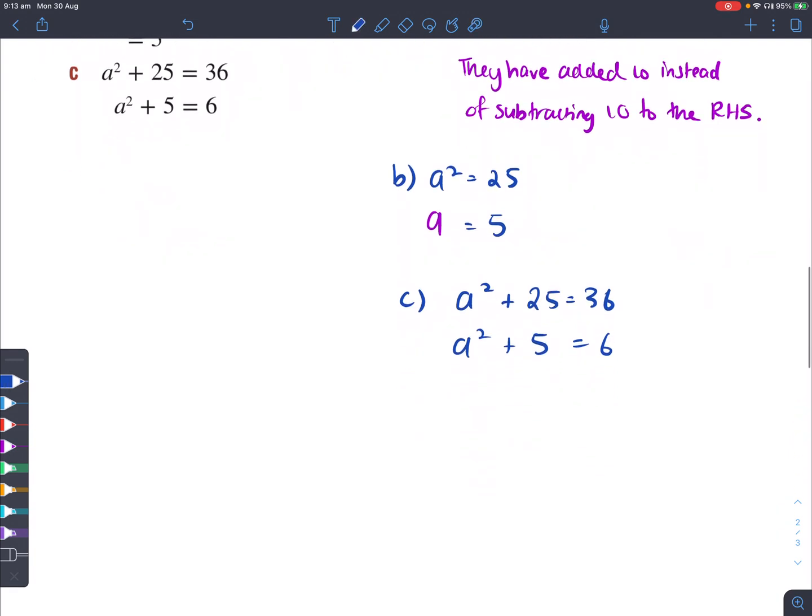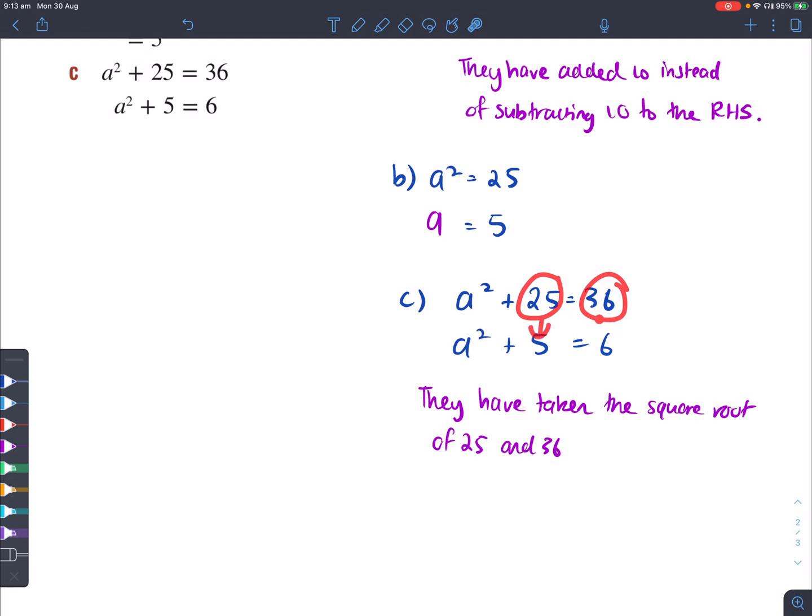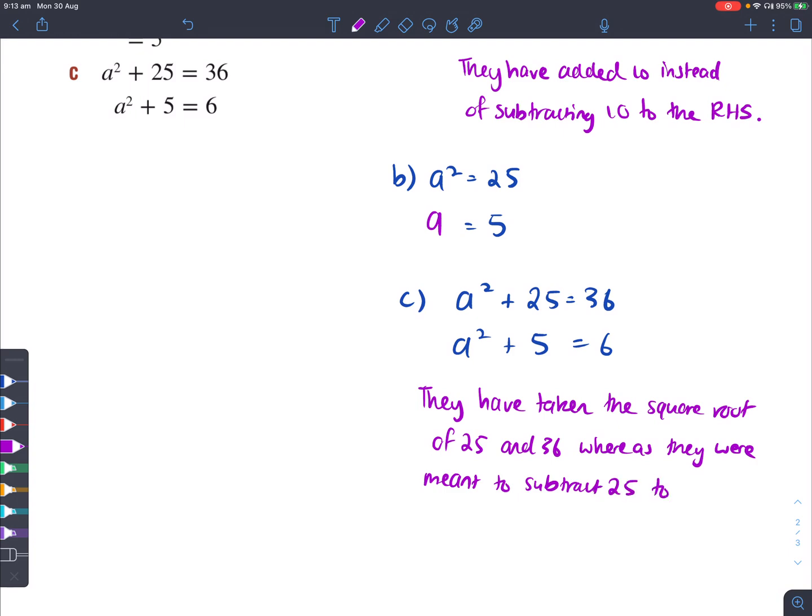So you can just say here that they have taken the square roots of 25 and 36, so these two, with the square root applied, become 5 and 6. They shouldn't have done that. Whereas they were meant to subtract 25 from both sides. They're meant to subtract 25 from this side and subtract 25 from this side, so that this cancels. All right, and those are the common mistakes that appear in Pythagoras' theorem.